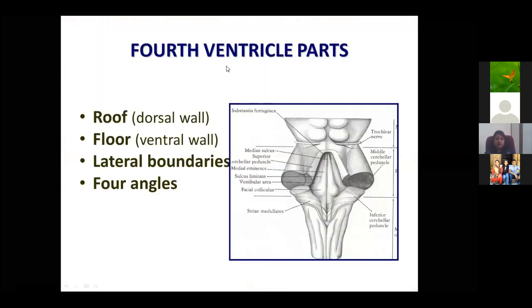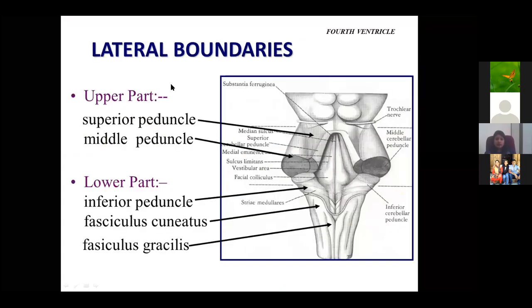So what are the parts of the fourth ventricle? Mainly the roof, then you have the floor, the lateral boundaries and four angles here. So what are the lateral boundaries? You have the upper part and lower part. The upper part is the superior peduncle and the middle peduncle, then in the lower part you have the inferior peduncle, the fasciculus cuneatus and fasciculus gracilis.